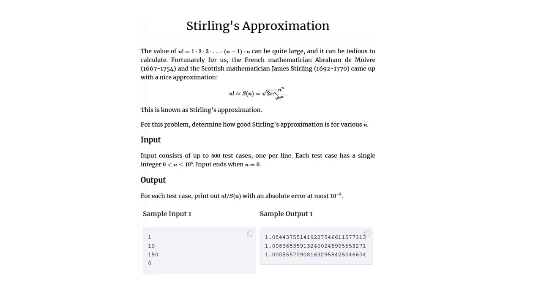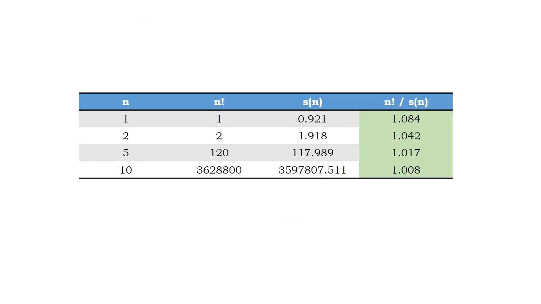Now what we want to do in this puzzle is know how good it actually is, and to do that we need to compute the ratio between the actual value of the factorial of n divided by the approximation for different values of n. We would expect it to be very close to 1 because we say that it's a very good approximation. Let's have a quick look at some examples.